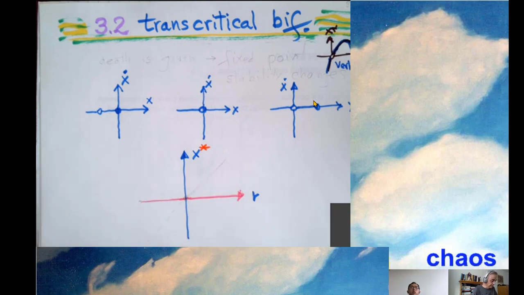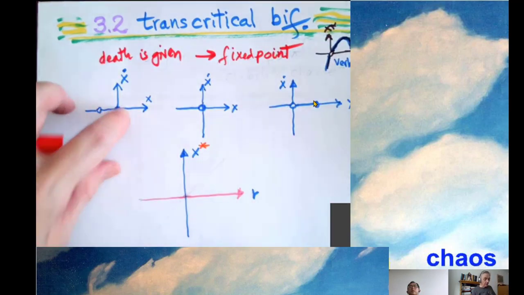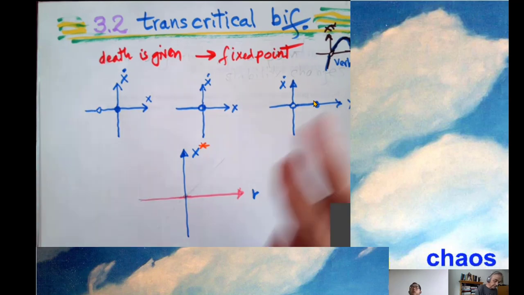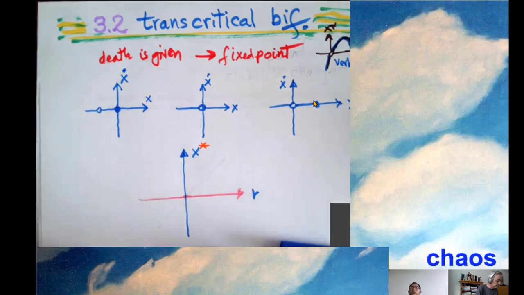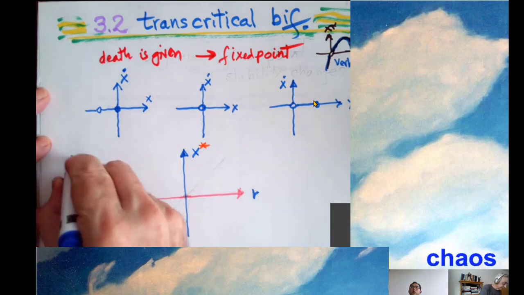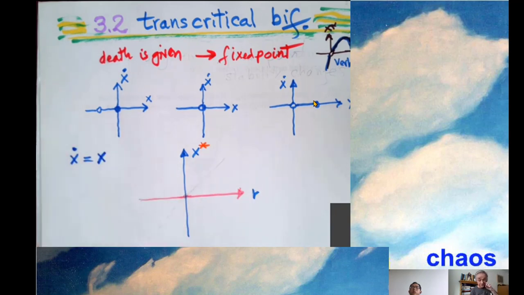So in transcritical bifurcation, we say death is given. So I'm not allowed to vary some parameter that removes that particular fixed point. It just has to be there. And in this particular example, it's very easy to write a function that does what you want it to do. So that's going to be a function. Velocity is proportional to x. So when x goes to zero, velocity will be zero.